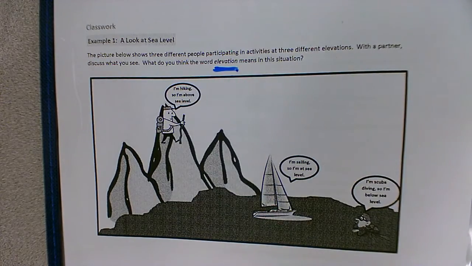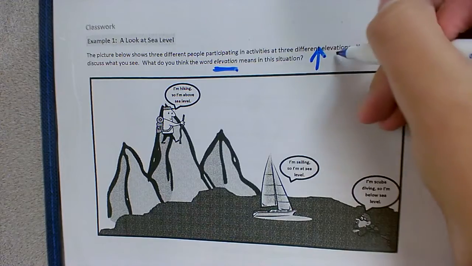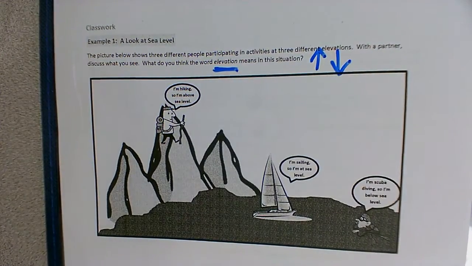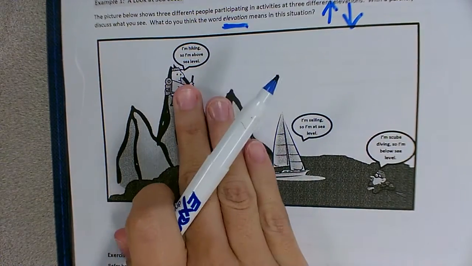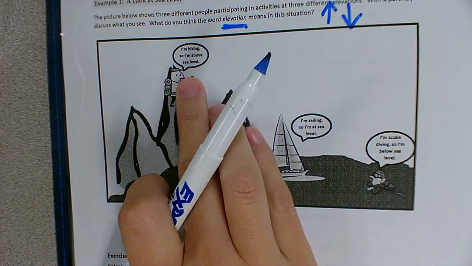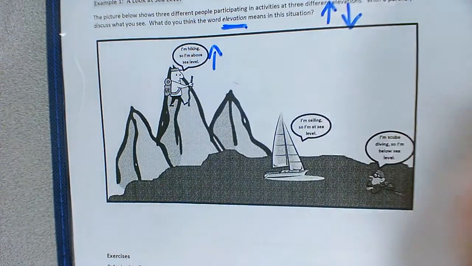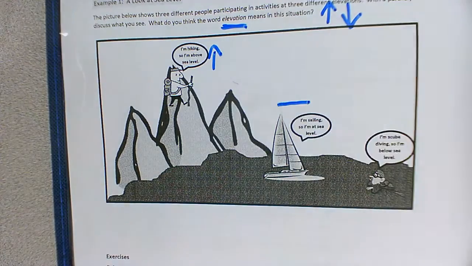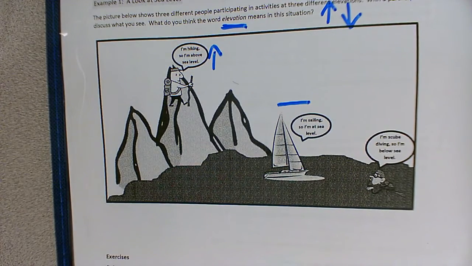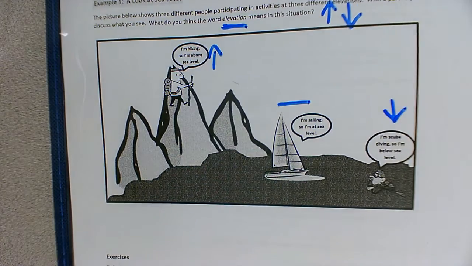So in this situation, elevation means how high or how low they are in comparison to the sea level. If we read what they're saying, the hiker says, I'm hiking, so I'm above sea level. I'm sailing, so I'm at sea level. I'm going to draw a straight line to show that he's at sea level. I'm scuba diving, so I'm below sea level.